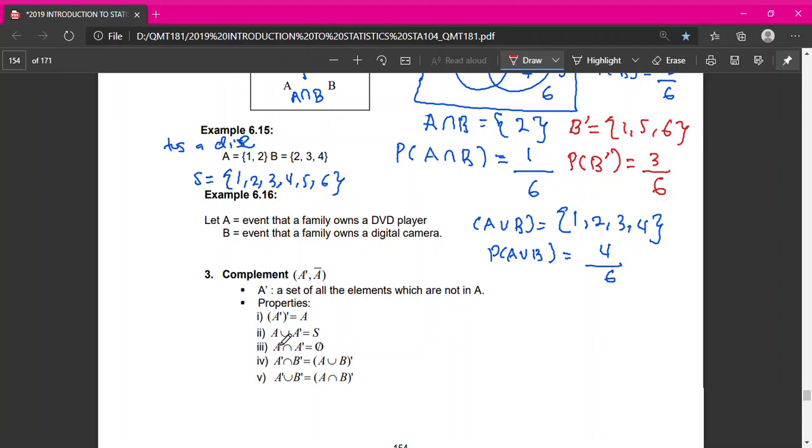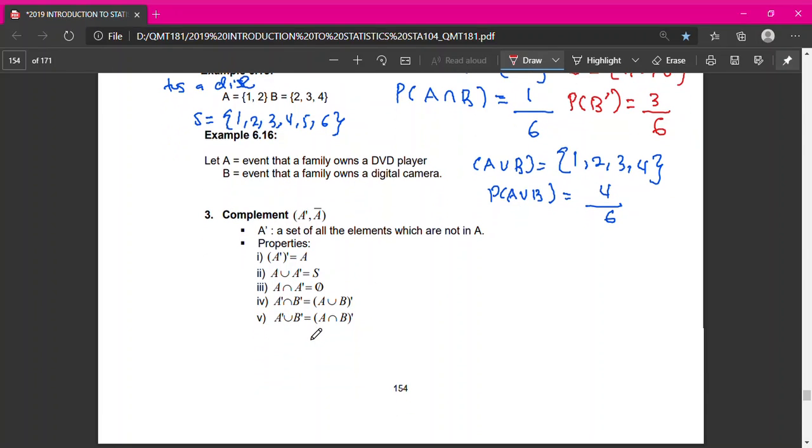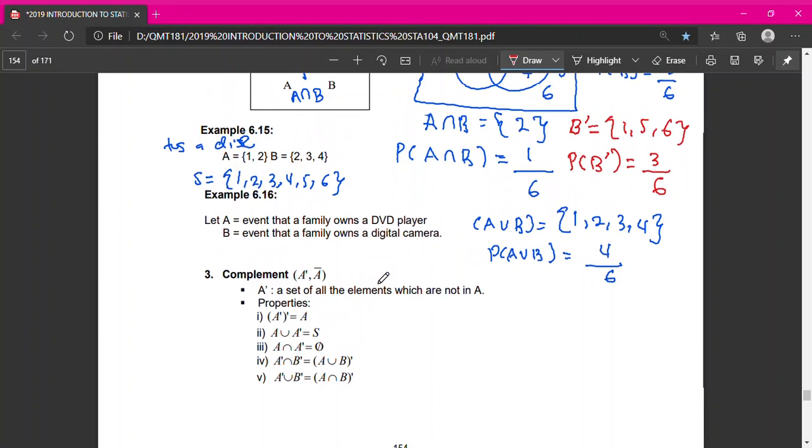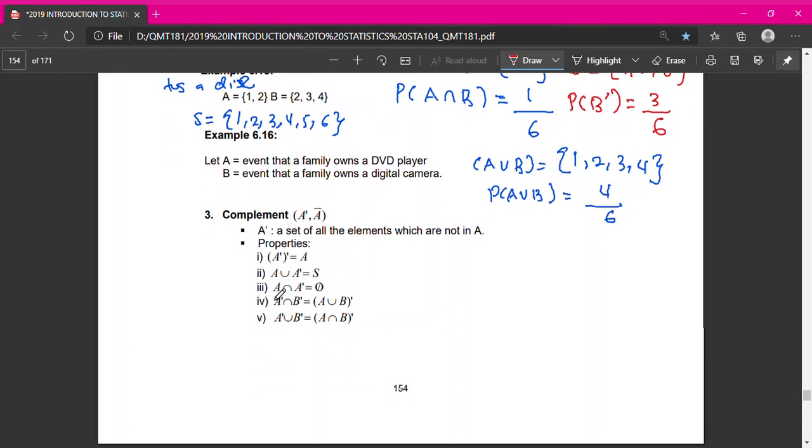And then A complement complement will be equal to A. Selain daripada A dan selain daripada itu, it will be A balik lah. Okay, A union dengan A complement will be sample space. Selain daripada A tambah dengan A, it will be the sample space. A intersect dengan A complement, mana boleh kan? Event A intersect dengan selain daripada event A. So tak ada value intersection tu. So it will be the null set. Okay, A complement intersect dengan B complement equal to A union B complement.